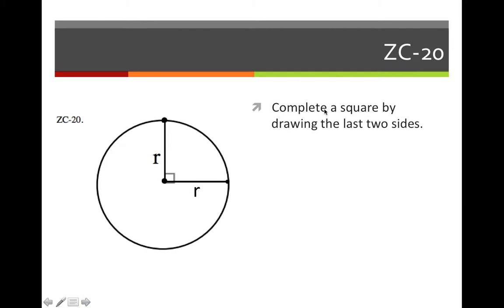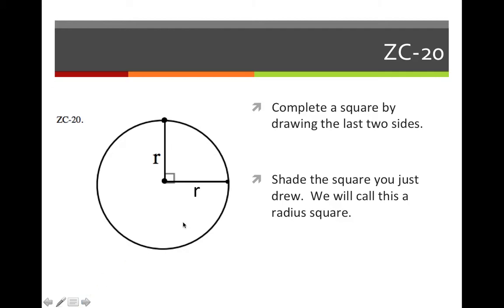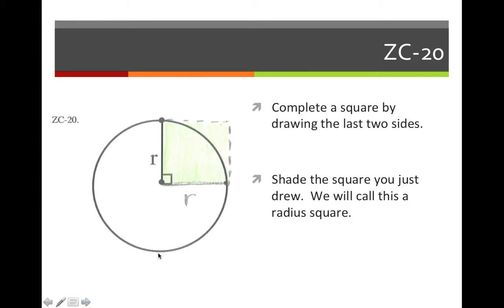Next, you're going to complete a square by drawing the last 2 sides. You have half a square here, so take your first colored pencil and complete the last two sides. Then you're going to shade the square you just drew, and we're going to call this a radius square. It should look like this. As you can see, my square did go outside the circle, which is fine, because otherwise we wouldn't be making a square.